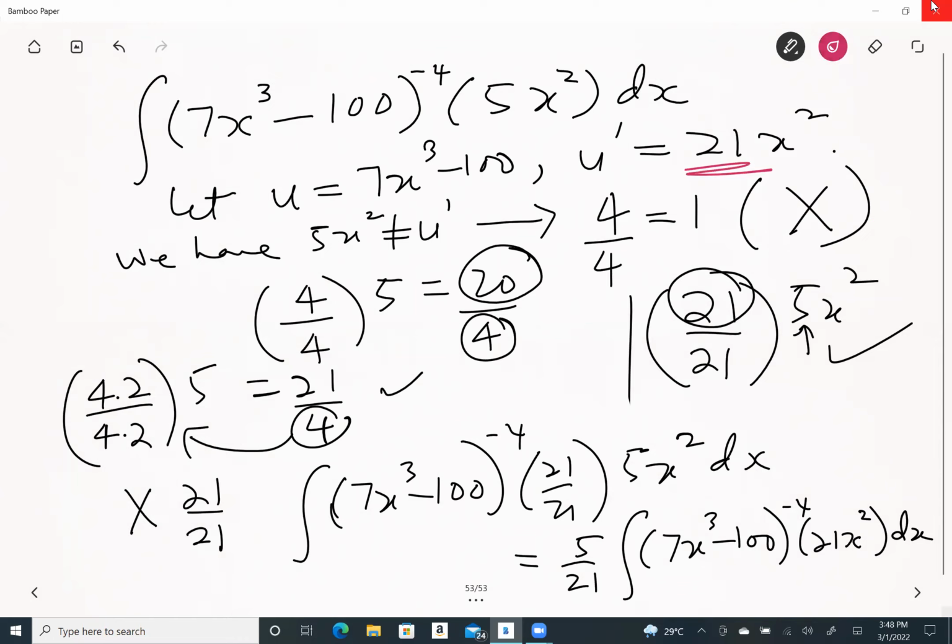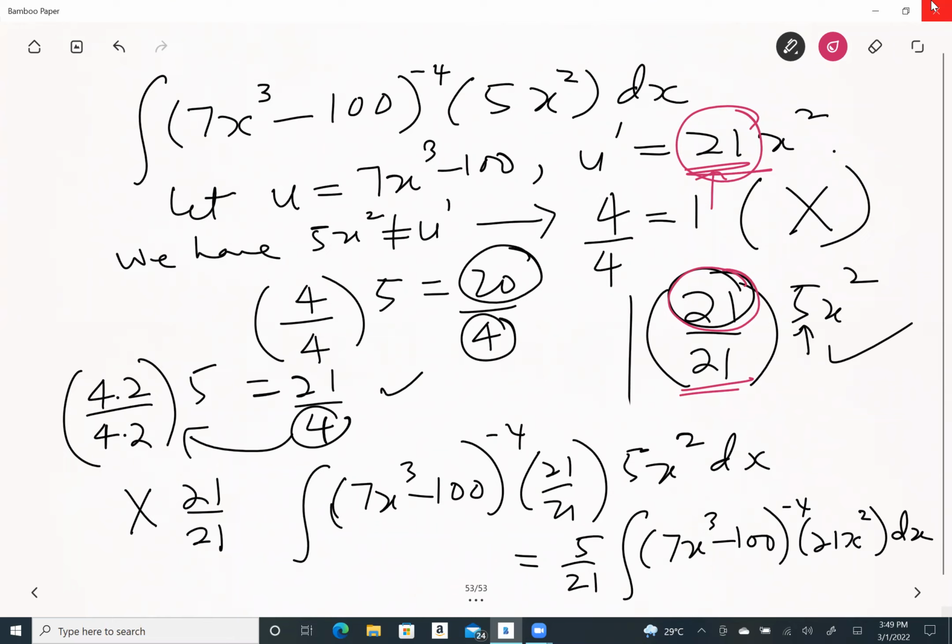Any question? So you finish up. The answer you will have is 5 over 21 u to the power of -3 divided by -3, and then you put in u. So the thing is, you multiply by the ratio of a constant over constant, and that constant is the constant for that u. Don't worry about what we are given, just multiply by the number it should be. So you multiply by 21 over 21.